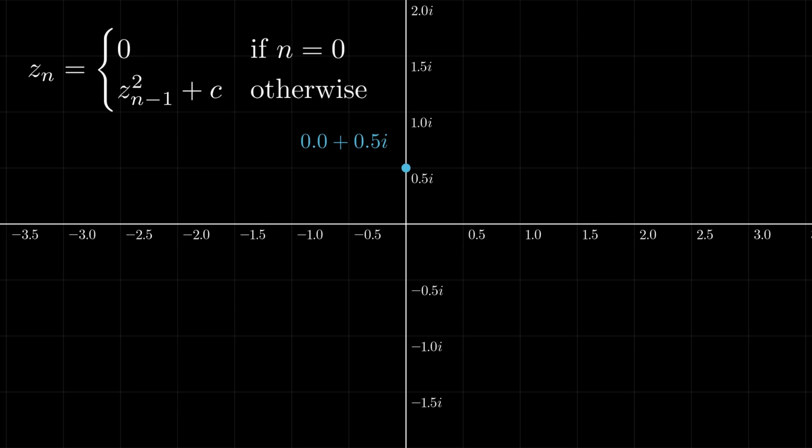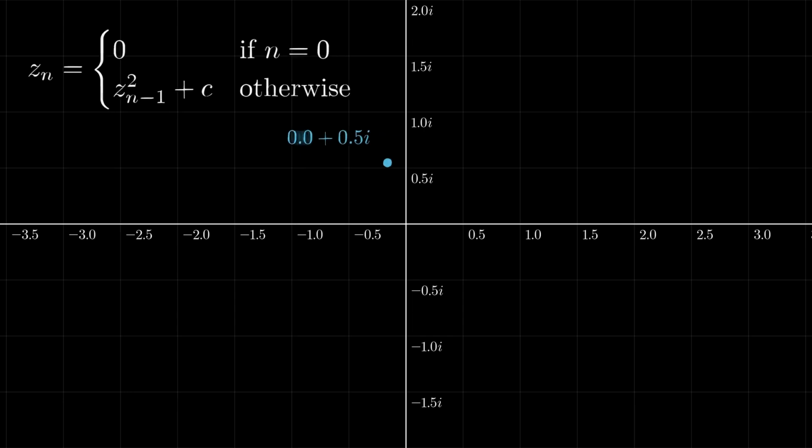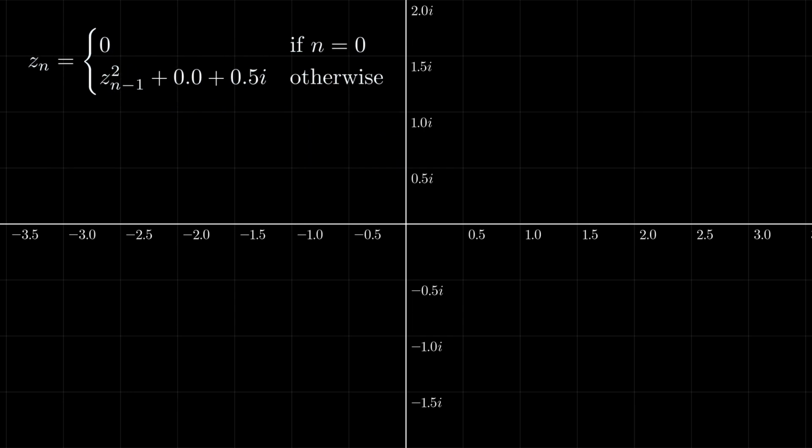Let's calculate this sequence for the complex number 0.5i. We replace the number c in the formula, then we calculate the sequence term by term. Observing that the points clump together, we conclude that the sequence is bounded. Therefore, we'll color this point with black.